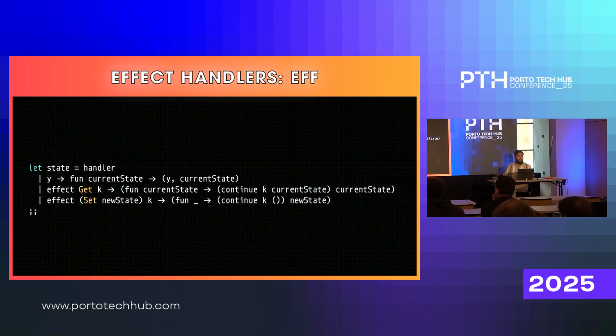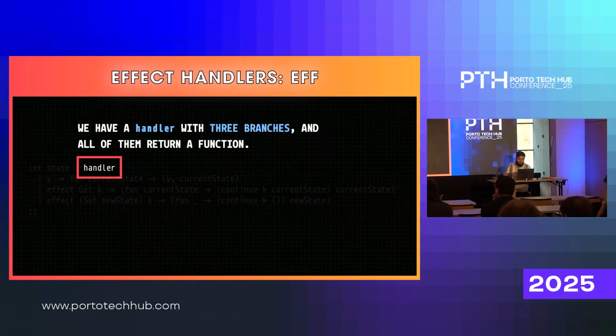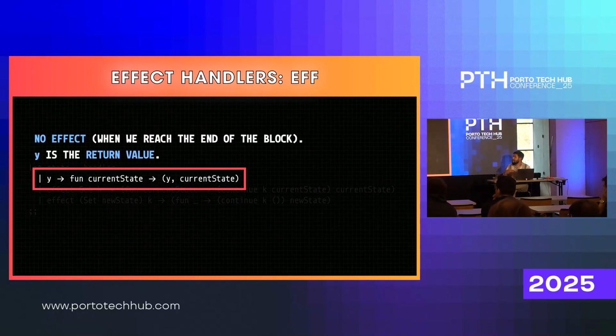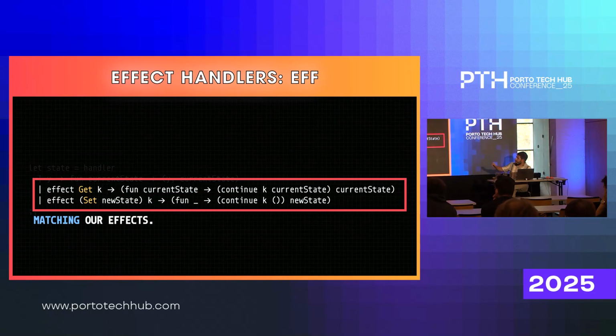And then here we got our effect handler, which, by the way, will remind you a lot of the pattern matching example, where basically we have this keyword handler, and remember that because I'm pretty sure I'll manage to connect that to React in a bit. But this handler has 3 branches down it, and all of them return something. So the first case is the simplest one, when we have actually no effect. We reach the end of the block, and we are returning Y. And those are the matches for our 2 effects, our getter and our setter.